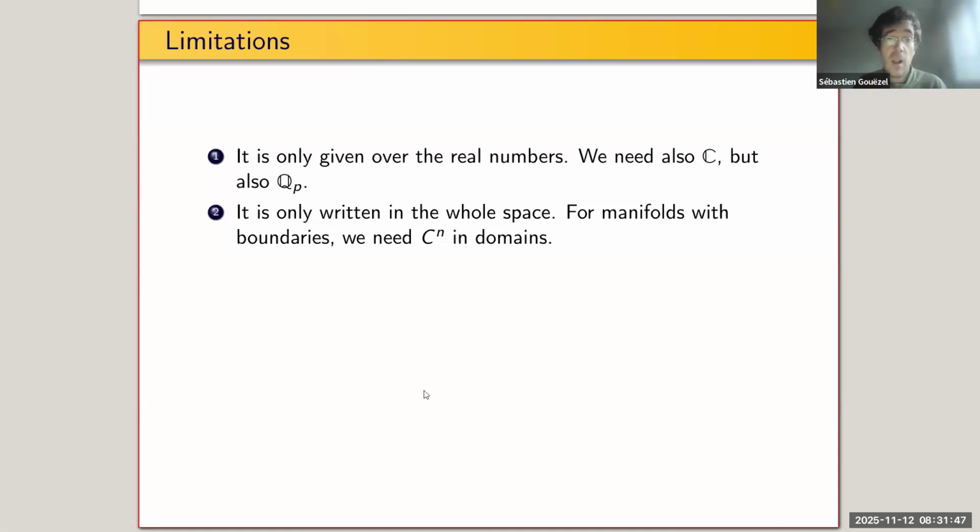Another limitation is that it's only written in whole space. But already for the first derivative, I told you there are many natural statements where you cannot differentiate in all directions. You need to be able to talk about C^1 functions in domains or C^n functions in domains. One day we will formalize Perelman's theorem. One day, maybe. And for that, you need hyperbolization. You need to glue together manifolds with boundaries, three-manifolds with boundaries. So manifolds with boundaries have to be one primary target you have to keep in mind. And so you really want to be able to talk about C^n functions in domains.